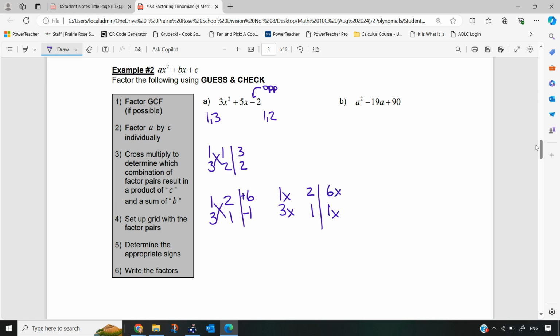Now again, in order to have a negative product, I need opposite signs and I want a positive sum, so my bigger number has to be positive and my smaller number is negative. Those signs are just going to translate over, so I'm x plus 2 and 3x minus 1. So my factors are now x plus 2 and 3x minus 1.